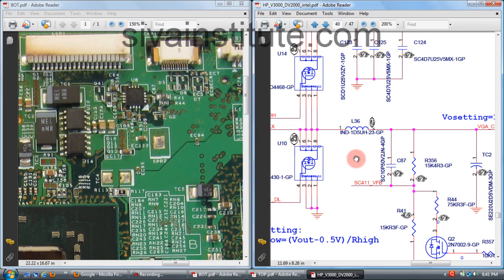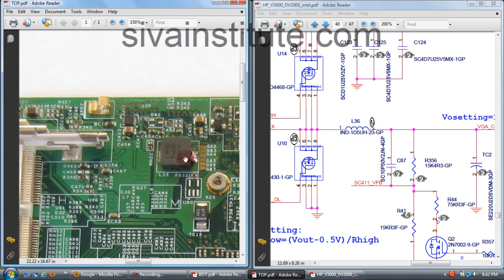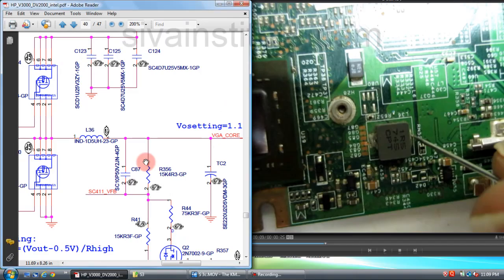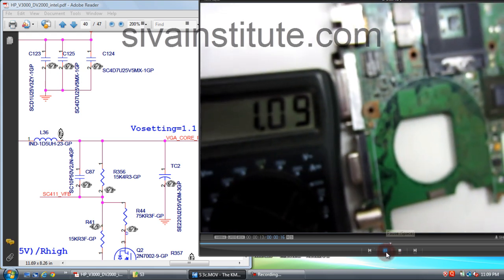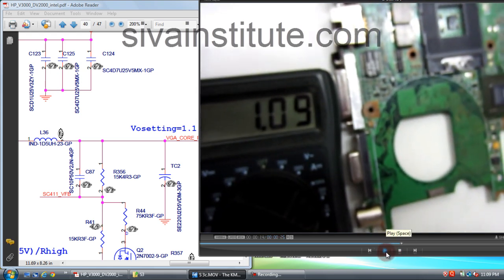This coil L36, this is bottom side, upper side that will come, we will see in upper side. This is L36. You should check here if 1.1 volt is there or not. This graphic controller voltage, you should check here. 1.1 volt, 1.09 volts, this is OK.